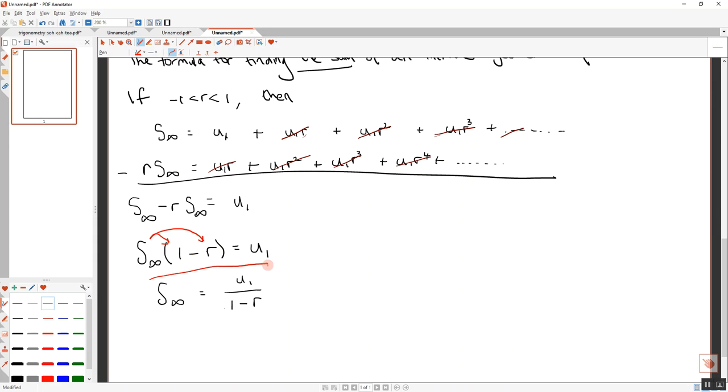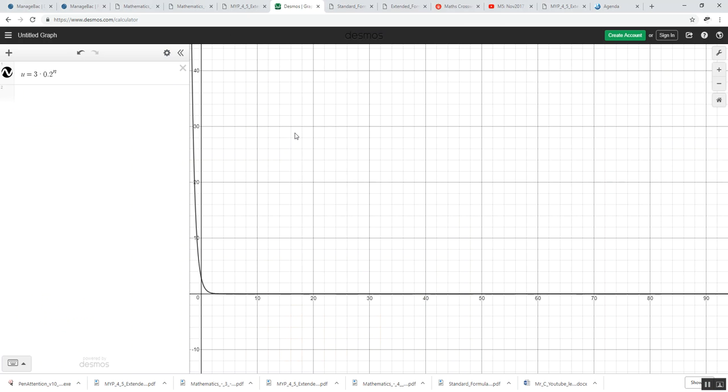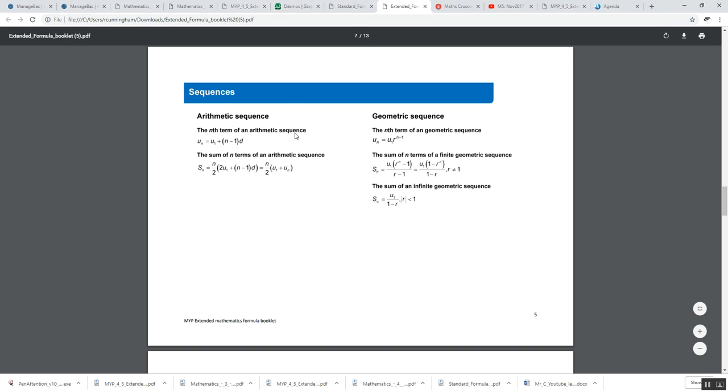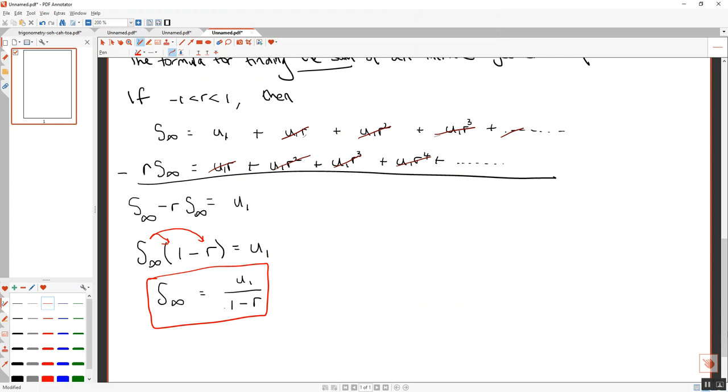Now this formula is really important. You're given it in the formula booklets, and there it is there, okay? And it's telling you that the absolute value of r has to be less than 1, so that means it has to be less than 1 and greater than negative 1. But that is the formula. You don't need to remember it, but it's dead easy to use. And it only works, remember, when r is less than 1, bigger than negative 1.